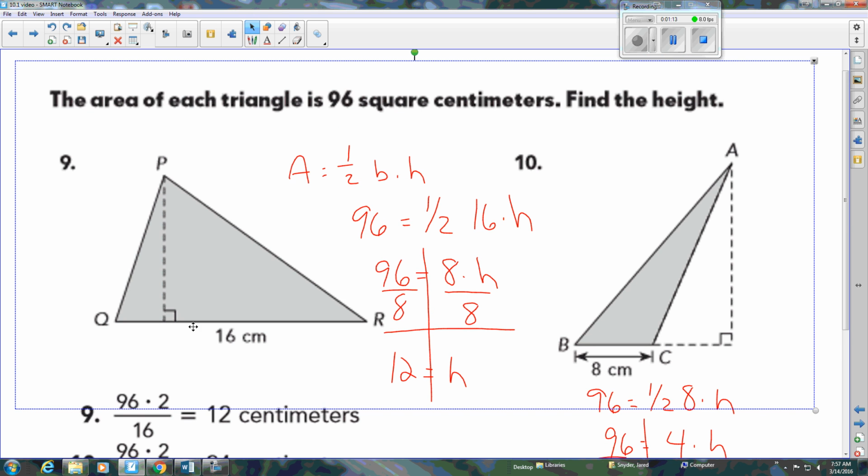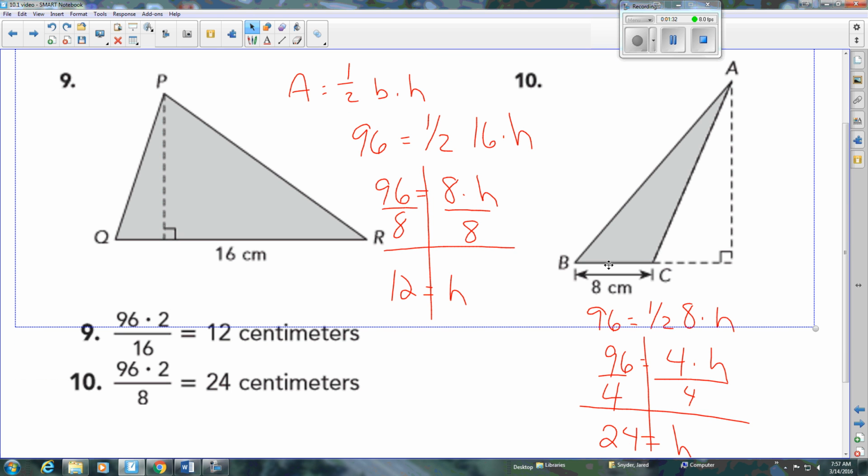The way the book did it is they said, all right, automatically work backwards. So what is the opposite of multiplying by 1/2? Well, that's multiplying by 2, or dividing by 1/2. It comes out to multiply by 2. So they take the area, multiply it by 2, and then divide by the base or the height. They did the same thing over here. Take the whole area, which is 96, multiply it by 2, that comes out to 192, and then divide 192 by 8, and they end up with 24.